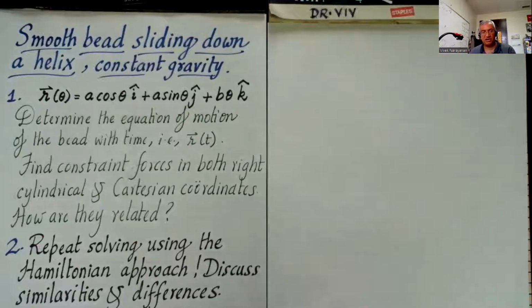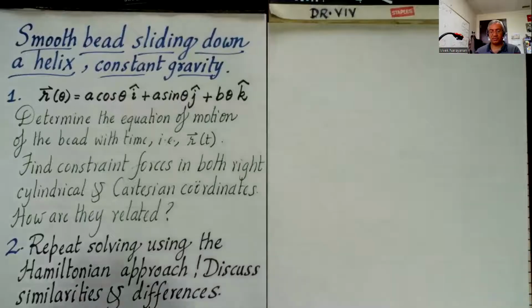That is to say, r is a function of time. Now the bead is going to be on the spiral at any given time, but we want to find out where on the spiral it's going to be. So that's why I wrote r as a function of time. We have to find constraint forces in both right cylindrical and Cartesian coordinates, and how they are related.